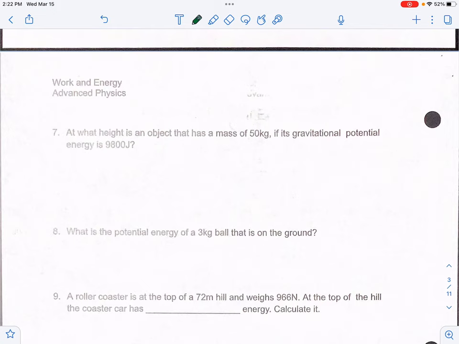At what height is an object that has a mass of 50 kilograms if its gravitational potential energy is 9,800 joules? Okay, so I'm looking for height. I give you mass, and I give you potential energy. Okay, so potential energy is 9,800 equals my mass, which is 50. Gravity is 9.8. And height, I don't know. I'm going to leave it as height. So solve for H. And I get a height of 20 meters.